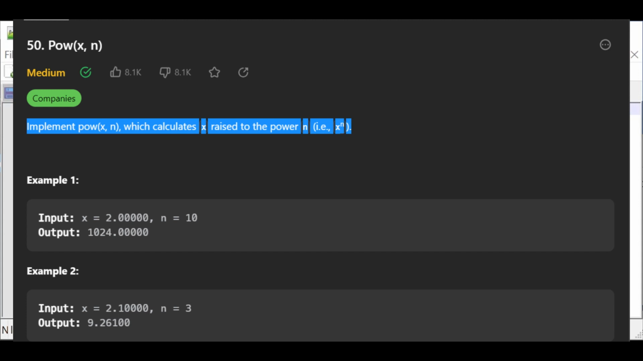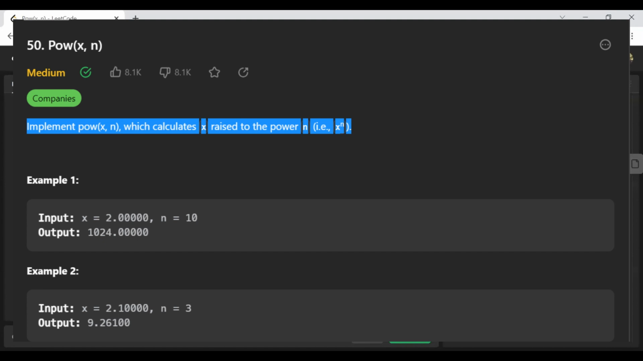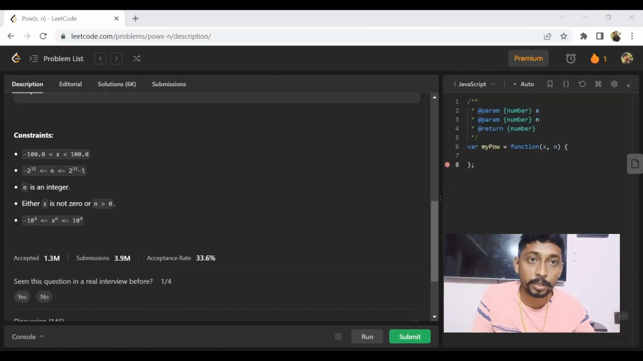If you look at the constraints very closely, n might reside between minus 2 to the power of 31 and plus 2 to the power of 31. As I explained previously, I took n equal to 3 and n equal to 2. So what about if n is a negative number? Just look at this. Let's say x equal to 2 and n equal to minus 4. In that case, you have to multiply x four times, even though my n is minus 4.